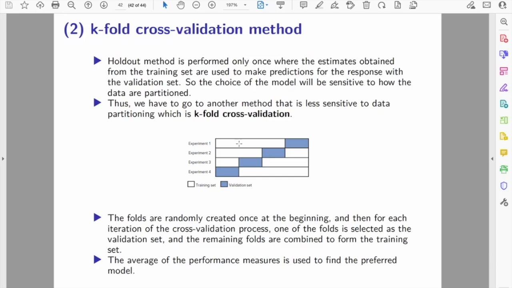Next, you use the second and the third and the fourth parts. You put them together. They create the training set. You build the model. Then you use the first set to do a prediction, which is the validation set. Third time, you pick the first and the third and the fourth set. You put them together. You create a training set. Then you repeat this again. So basically, you're going to construct 4 different models. RMSE will be calculated in each case, and the average of RMSE will be given back to you. So the average of the performance measures is used to find the preferred model.